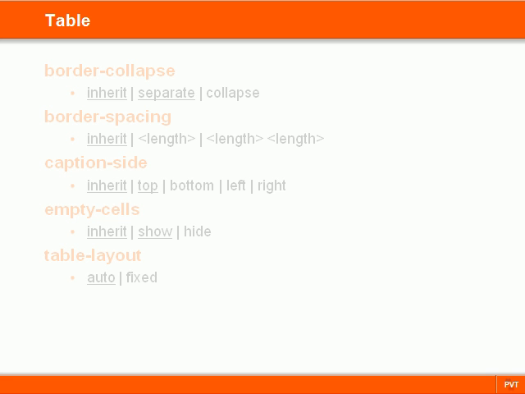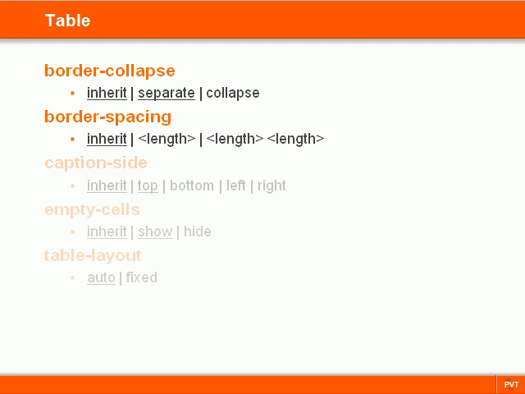The table properties are used to set the layout of a table. They can change whether the table border is collapsed or separated, and the spacing of that separation. They can also set which side the table caption is displayed, and whether or not empty cells have any borders.